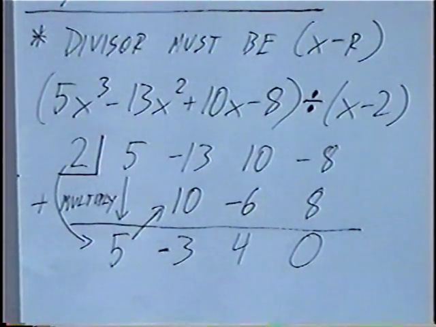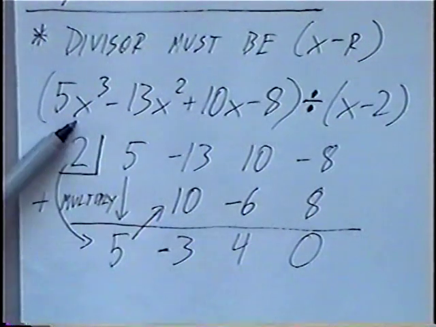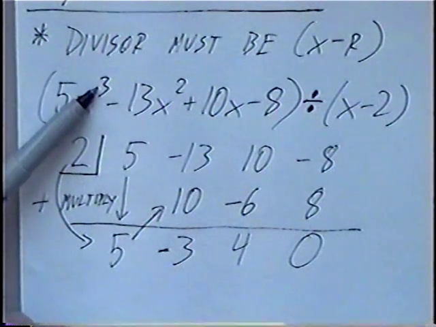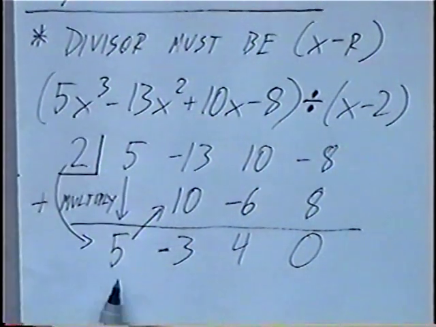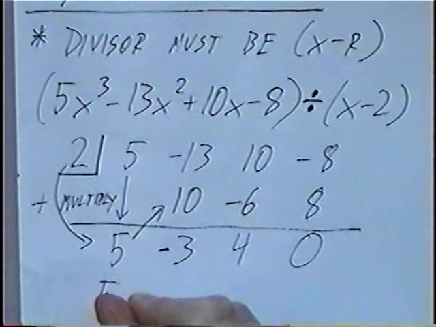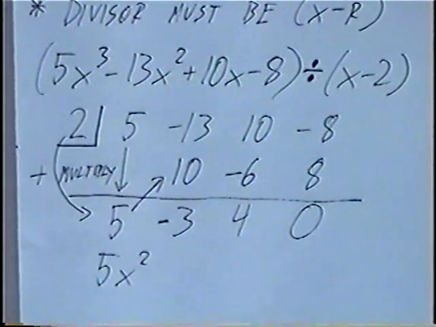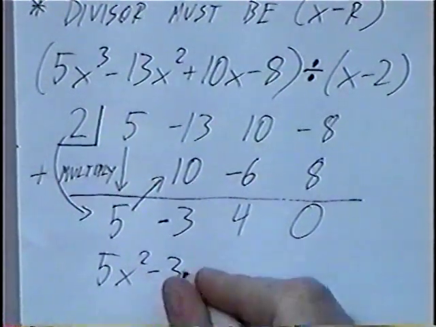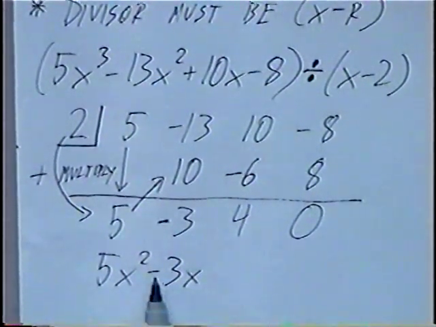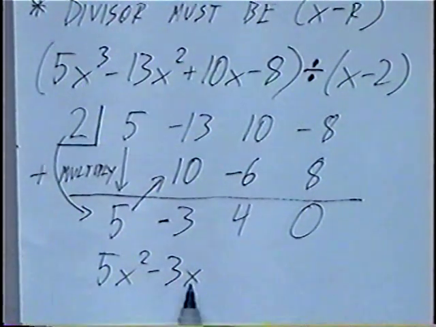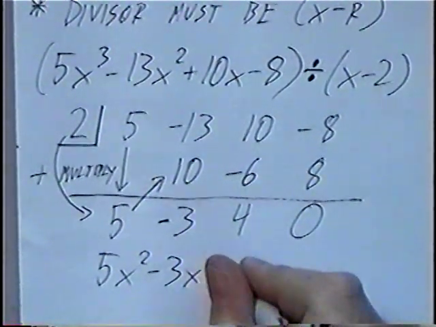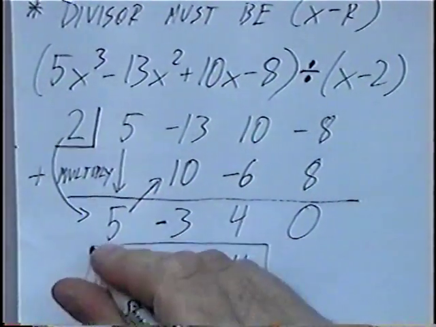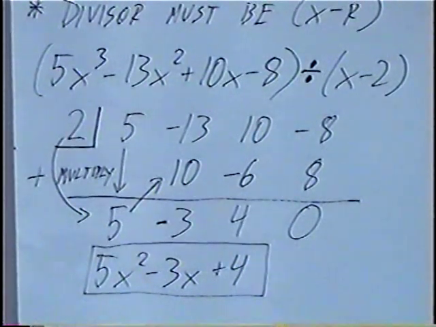To put the variables back in, looking back at the original question, we had x cubed, but since we're dividing by x, we're going to reduce the exponent by 1. So instead of x cubed, the 5 will become 5x squared. And likewise, the negative 3 will decrease the exponent by 1. So we'll have 5x squared minus 3x. And after the x, we'll have just the single number, which would be plus 4. So our final answer to the division question would be 5x squared minus 3x plus 4.